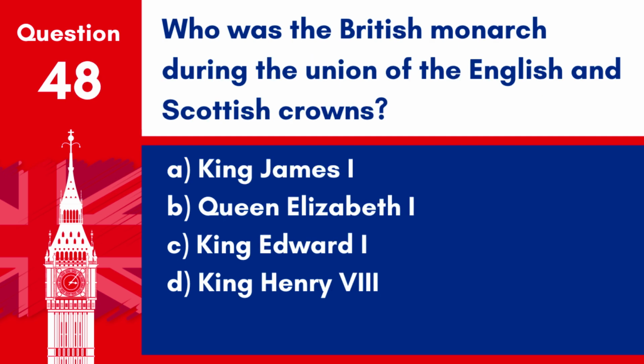Question 48. Who was the British monarch during the union of the English and Scottish crowns? A. King James I. B. Queen Elizabeth I. C. King Edward I. D. King Henry VIII. Answer A. King James I. King James I was the British monarch during the union of the English and Scottish crowns.